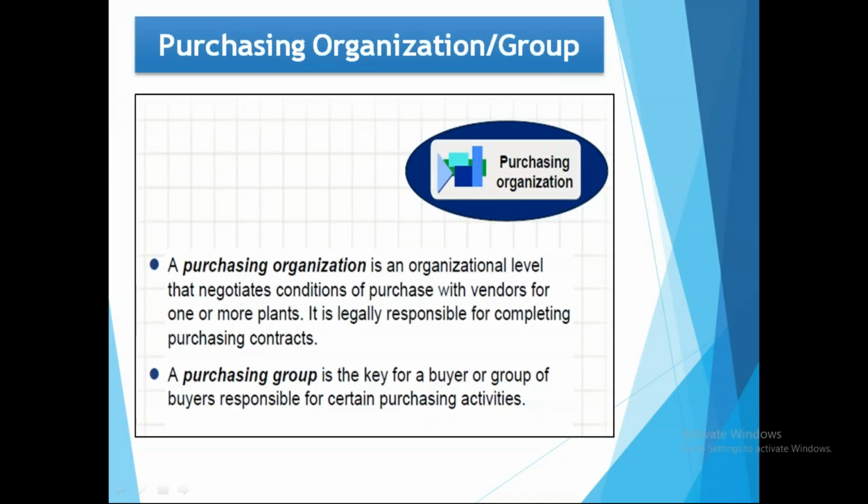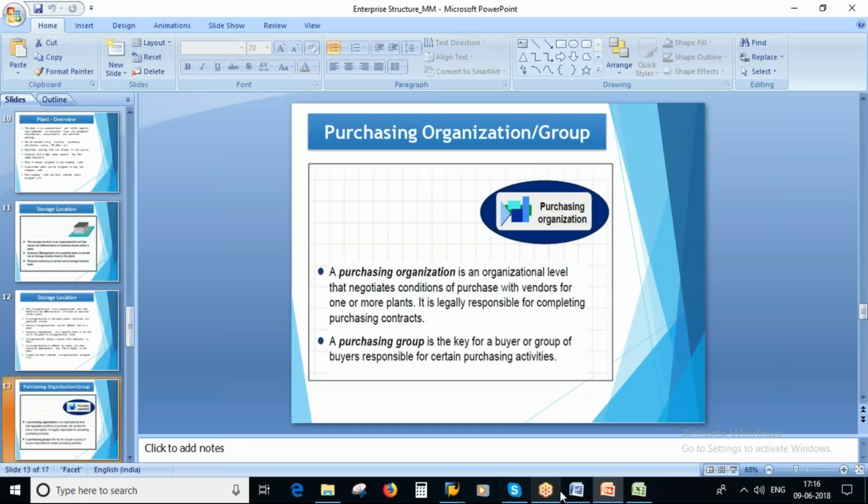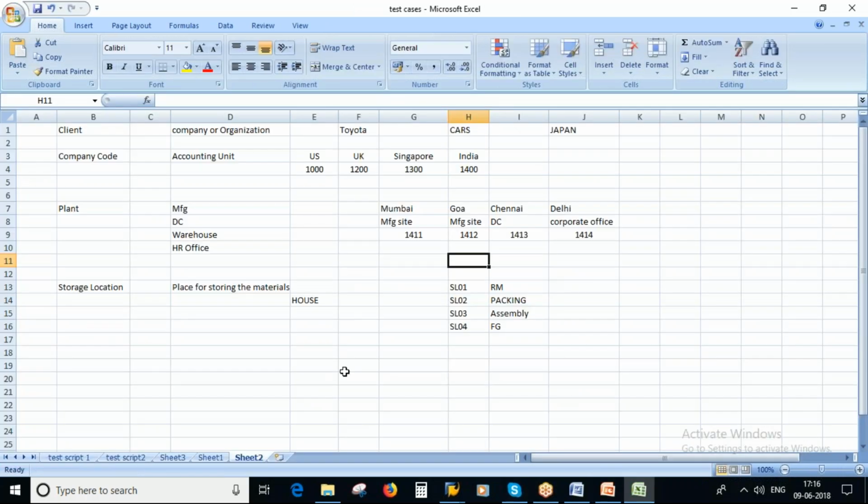Purchasing group. A purchasing group is the key for a buyer or a group of buyers responsible for certain purchasing activities. That means in the purchasing department there will be a lot of people, right? Let's say four people are there: person A, person B, person C, person D. Person A is responsible for buying only raw materials.